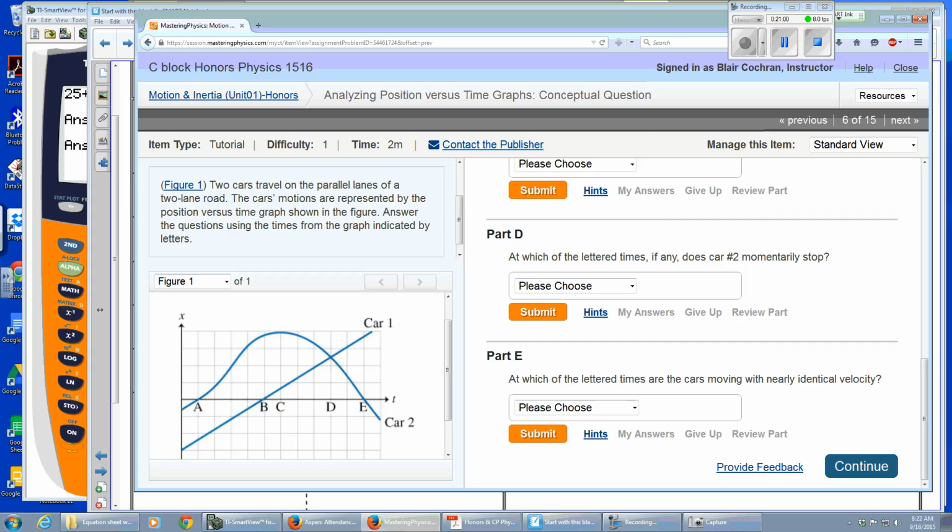Which of the letter times are the cars moving with nearly identical velocities? Again, we're looking for times that have nearly identical slopes. I only see one time where both graphs seem to have the same slope. What do you guys see? A, I see A also. Yep. All right, good.